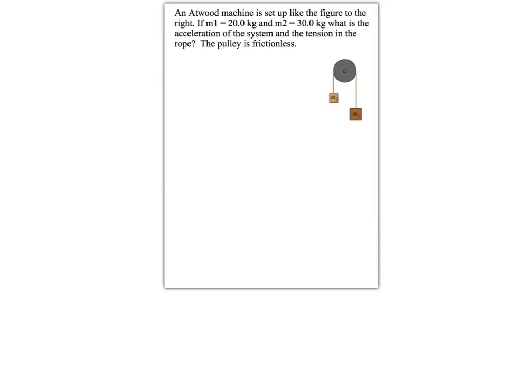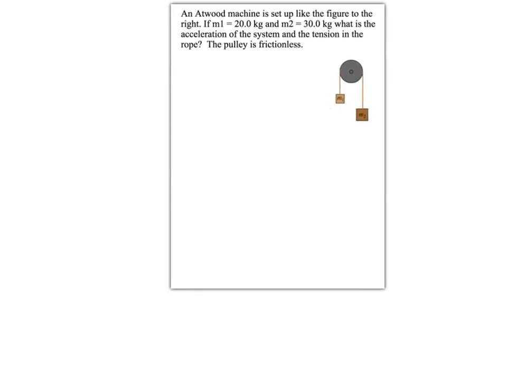The first thing we need to do is decide which way this machine is going to run. Since mass 2 is greater than mass 1, we know it's going to go in a clockwise fashion. So that's the first step. First step is always finding the direction of movement.